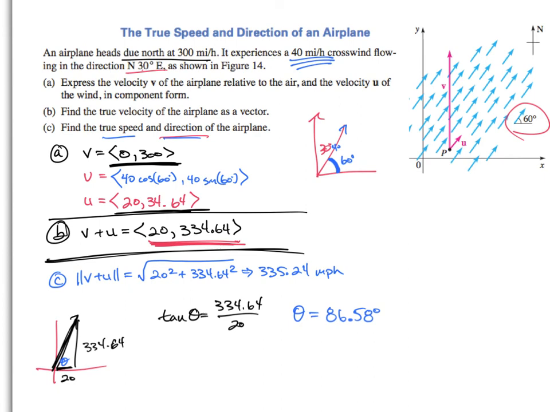So how far did it get blown off course? About 3.5 degrees, about 3.42 degrees. And so then that's what we have to counteract. However, is it going faster or slower? Faster. It is going faster. But that airplane pilot better turn that plane.